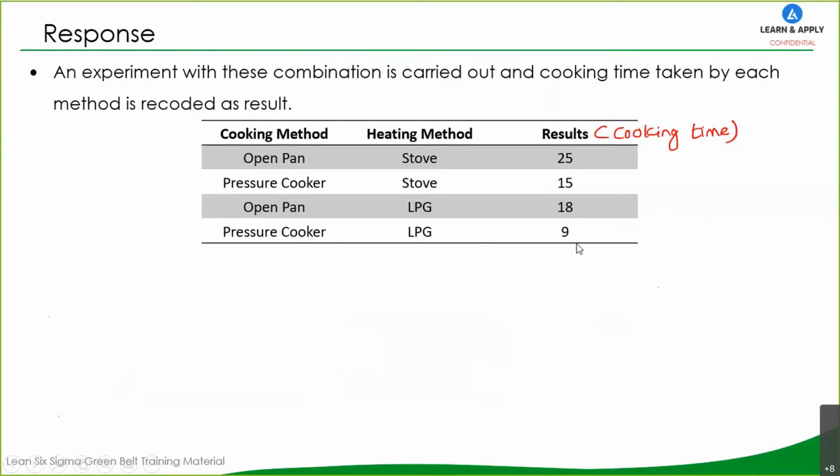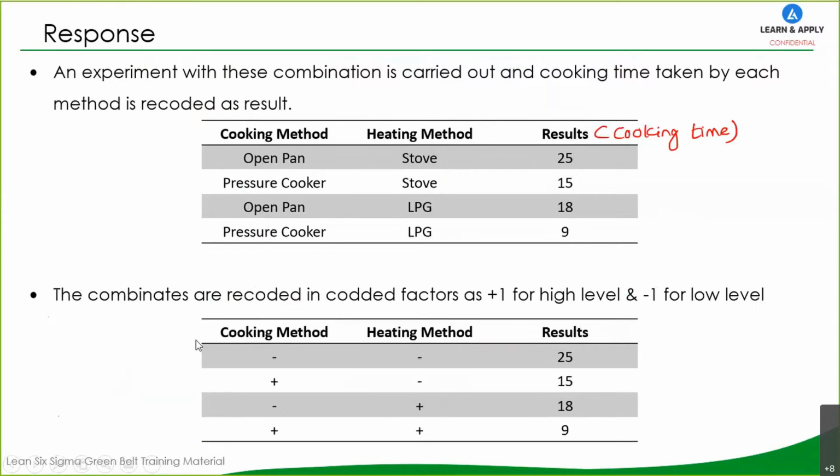Okay. Now, if you see these combinations, these combinations are recorded in coded factors as +1 as high and -1 as low, right? If you see the last column, 50% will be at lower level, 50% will be at higher level. So minus minus plus plus, right?